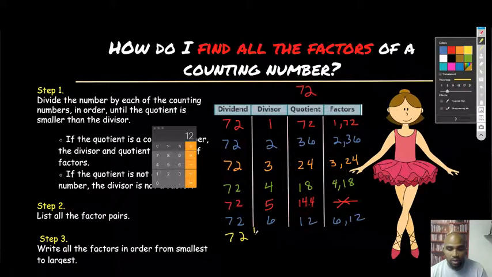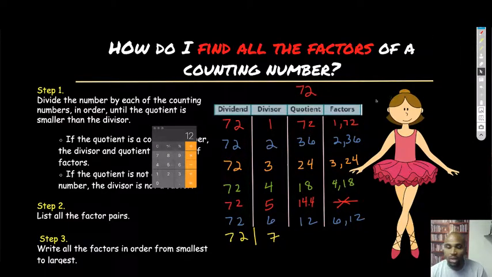72 divided by 7. I don't think that's going to work, but I'm going to check myself because I've been wrong a time or two. And yep, look at that long decimal. That's giving us 10 point something, let's say 10.3, rounding. So that's not going to work.